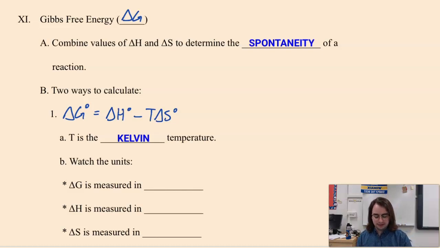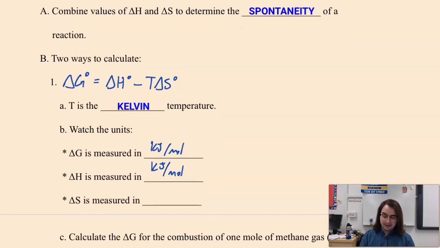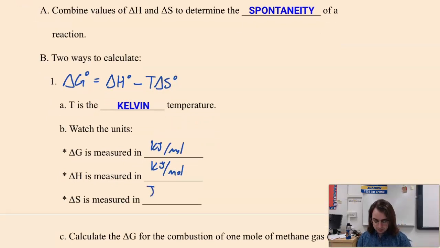Okay, so let's look at the units in this particular equation, because this is the tricky part. I mentioned this in the previous video, but I want to make sure that I clarify this again. Delta G in this equation is measured in kilojoules per mole, and it's also given in kilojoules per mole in the book. Delta H is also in kilojoules per mole. However, delta S is given in joules per mole Kelvin. Notice that that's in joules.